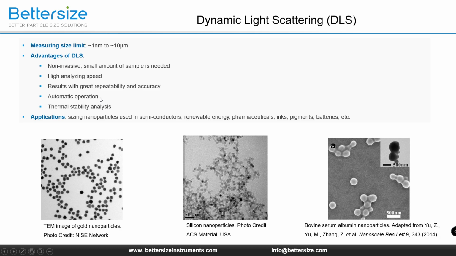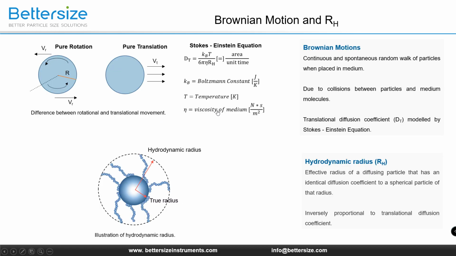With DLS, the particle size distributions can be measured at different temperatures, and thus a thermal analysis can be conducted on the test sample. DLS provides various industries the opportunity to control their product's quality and therefore maximize product performance by controlling particle size. These industries include but are not limited to semiconductors, renewable energy, pharmaceuticals, inks, pigments, batteries, etc.